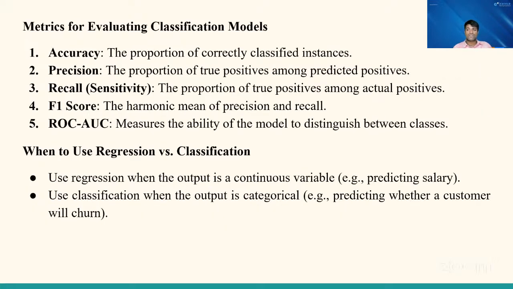So we have seen the metrics like R square, root mean square error, mean absolute error, mean square error. All these metrics are for regression problems. For classification, it's a different story. For classification, we use metrics like accuracy, precision, recall, F1 score, AUC and ROC curve. These are used for evaluating the models, right? And when to use regression versus classification.